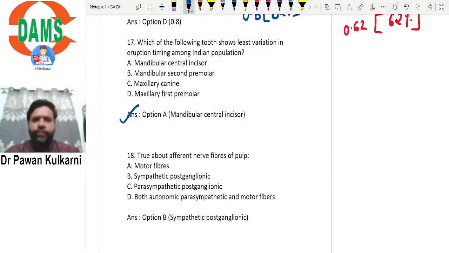This shows the least variation. Okay, whereas all the other teeth, mandibular second premolar, canine, first premolar, maxillary, all these will show a lot of variation. Okay, so simple question, you have to remember that least variation in the eruption timing.